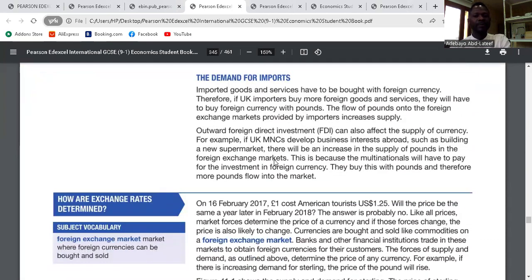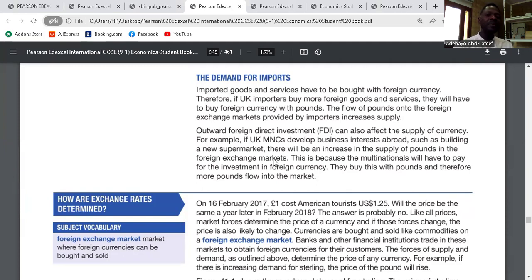The third one, the demand for imports. When we talk about imports, we're talking about buying from foreign customers, right? Good. So imported goods and services have to be bought with foreign currency. Therefore, if UK importers buy more foreign goods and services, they will have to buy foreign currency with pounds. The flow of pounds out onto the foreign exchange market provided by importers increases supply. As a result, the value of the currency, the UK pound, will fall.